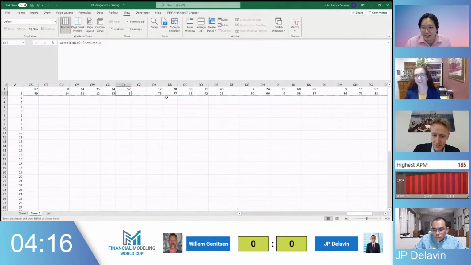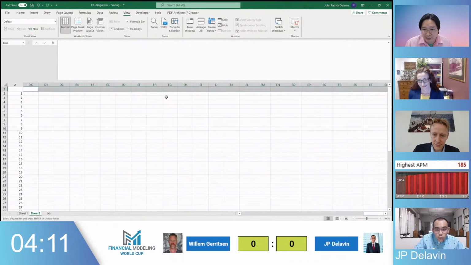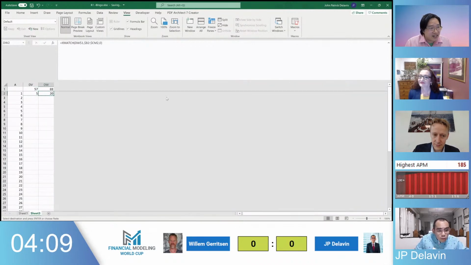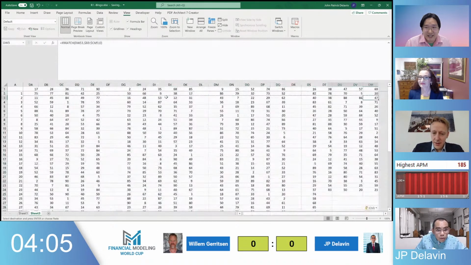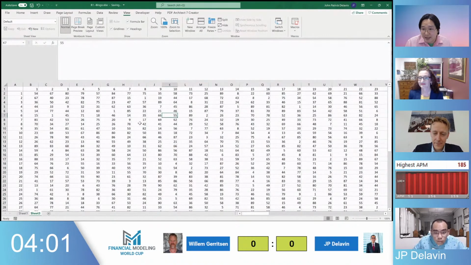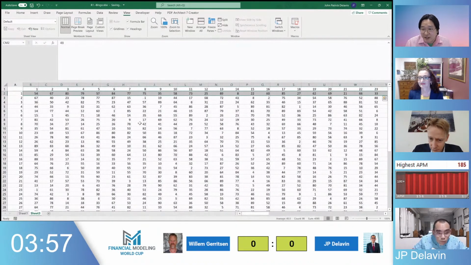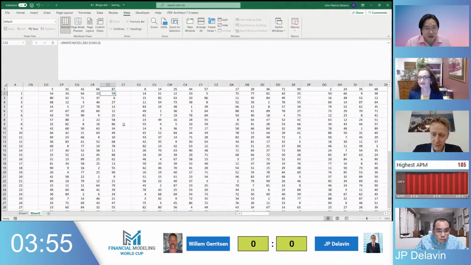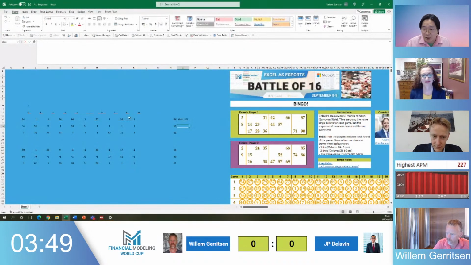So this is a new feature that we've got for this Financial Modelling World Cup round. You may notice on the right-hand side of your screen there's an APM monitor where we can see how frantic the participants are working at any point in time. So you can see JP has peaked at about 185, and he's currently hovering at around 150 to 160 right now. Would love to go over and check out Willem to see how he's going, and A, how's the solution, and B, how busy is he at the moment.